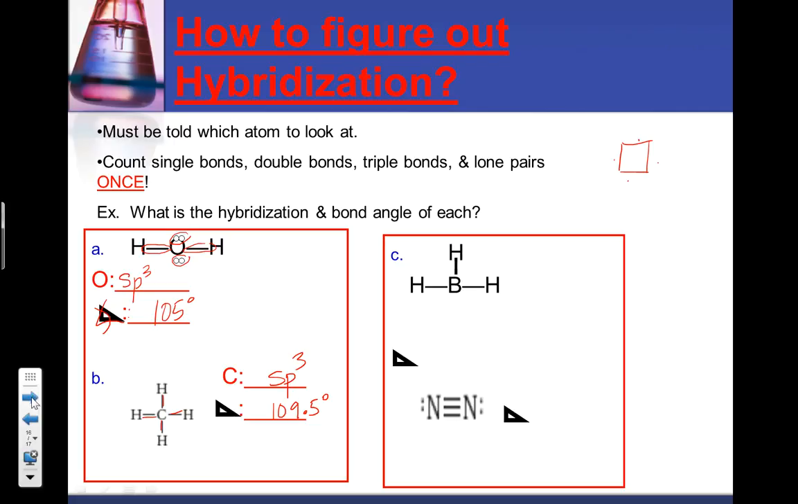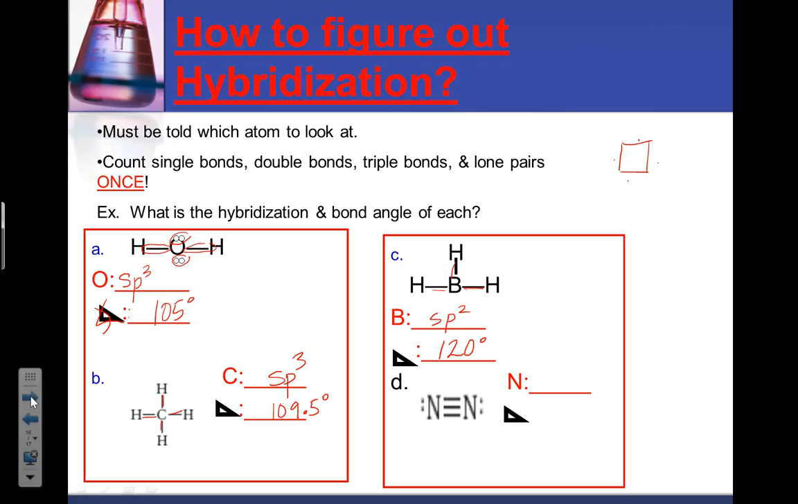All right, let's look at example C. We have boron trihydride. So look at your boron. We want to know his hybridization. We have something on 3 sides. So s, p1, p2. So you would say sp2 is his hybridization. And the bond angle, because this is trigonal planar, you'd say 120 degrees. Hopefully you got that.